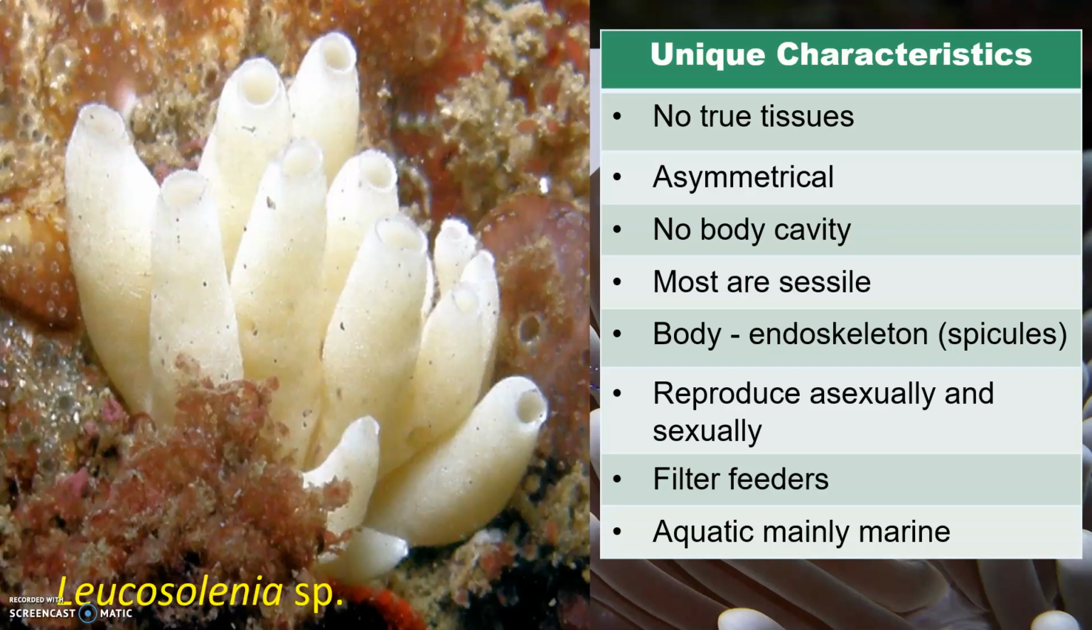Porifera are mostly sponges. They don't have true tissues. They are asymmetrical, means that they don't have symmetry. They don't have body cavity, and mostly they are sessile. They cannot move independently. The body is mostly endoskeleton, and they have spicules. They reproduce asexually and also sexually. They are filter feeders, means that whatever goes inside the sponges is used for the purpose of feeding. They filter it and use it for the purpose of feeding. Usually it is marine, means that you can find it in sea.